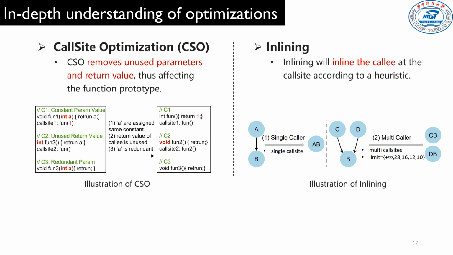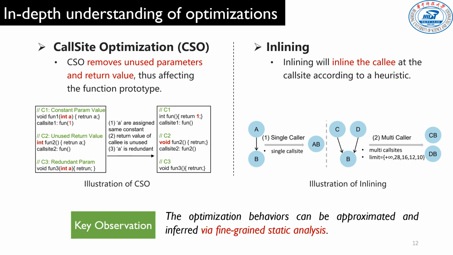This strategy replaces a function call with the actual body of the callee based on specific key heuristics. For example, if a callee is only called twice and its size is less than 28, it can be inlined at the call site.